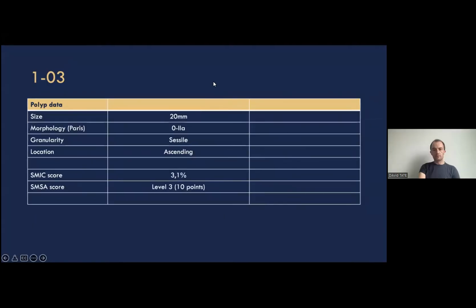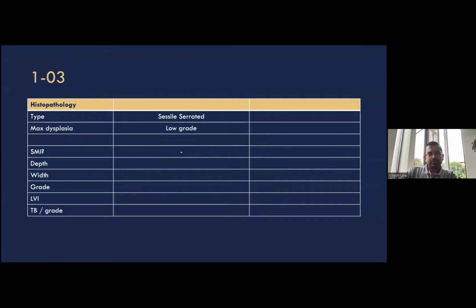And I'll prepare the next one. Thank you, Gert, for doing that with us. Okay. So 20 millimeter 0-Is sessile polyp in the ascending colon. Cancer risk up front detected low, and SMSA score 3. And pathology, sessile serrated polyp.